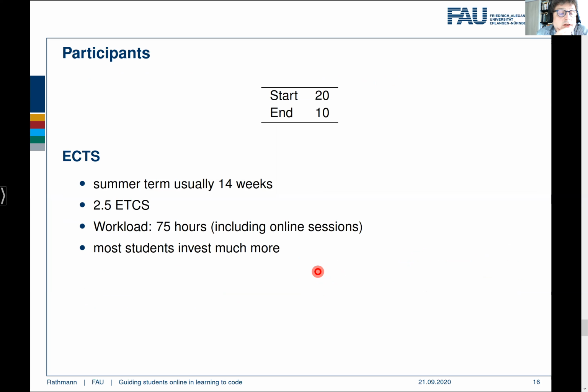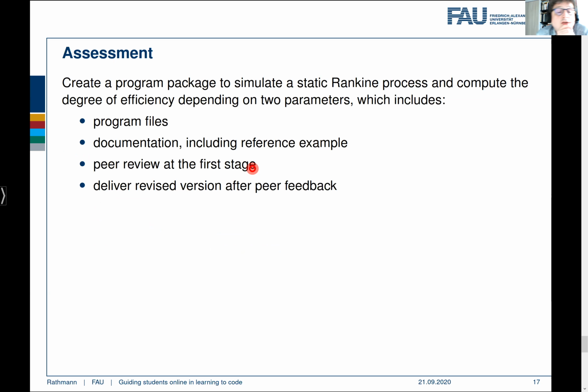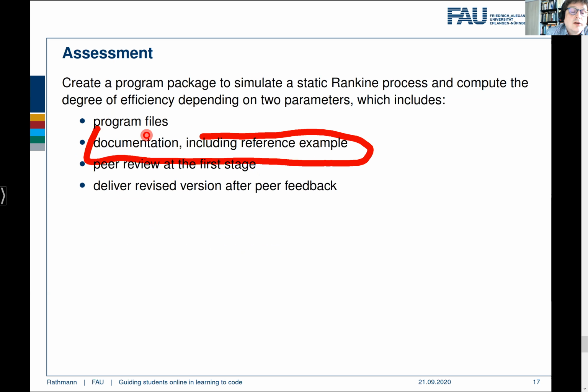So what was the course in general? We started this year with 20 people, and ended with about 10. I do not know exactly because I will get the last numbers next week. The official workload is 75 hours for the whole summer term, which usually has 14 weeks here in Bavaria, in Germany. The assessment is to write a small program package that contains the program files and the documentation, including a reference example.